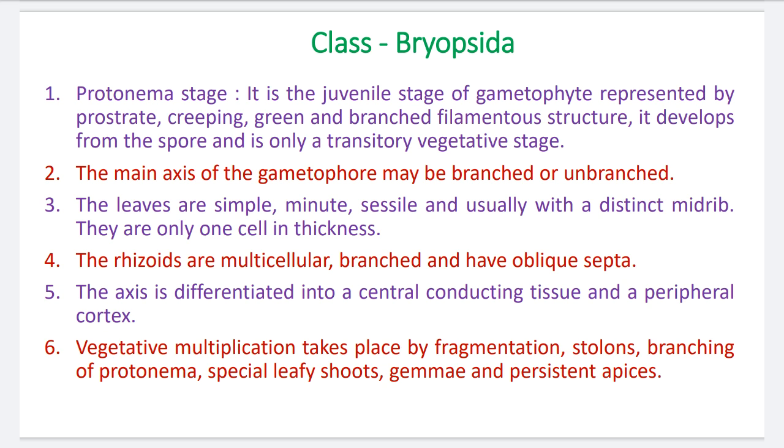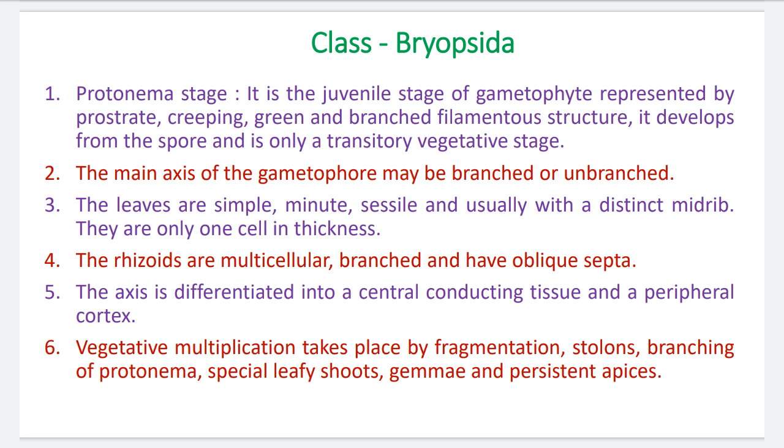Number 5, the axis is differentiated into a central conducting tissue and a peripheral cortex. When you take the transverse section of the axis, you find that at the center there is a conducting tissue, which cannot be distinguished as xylem and phloem. Only a centrally located conducting strand is present. Toward its outer side, the cortex is present, and the cortex is always storage in function.